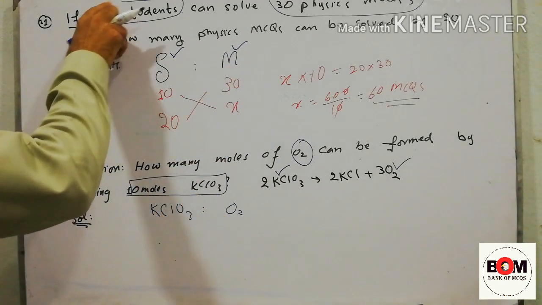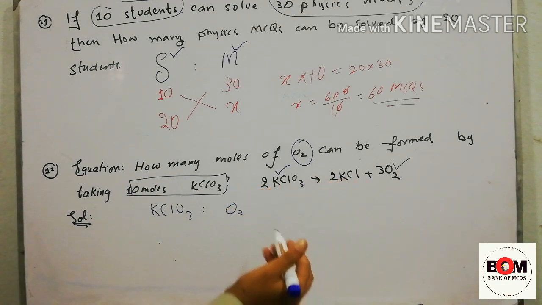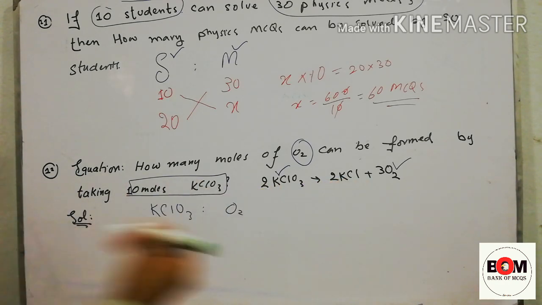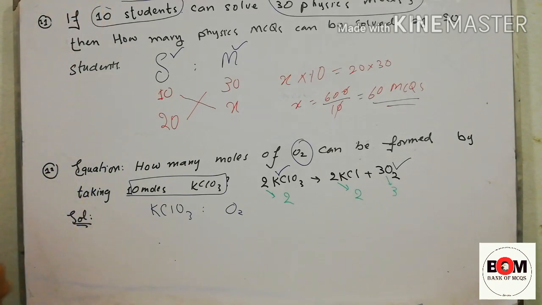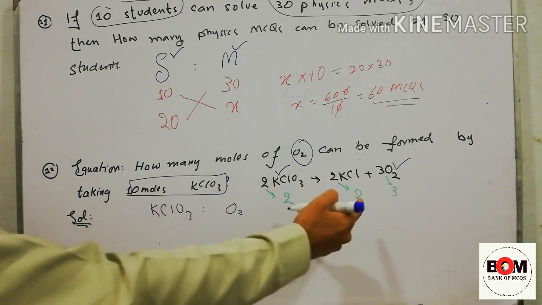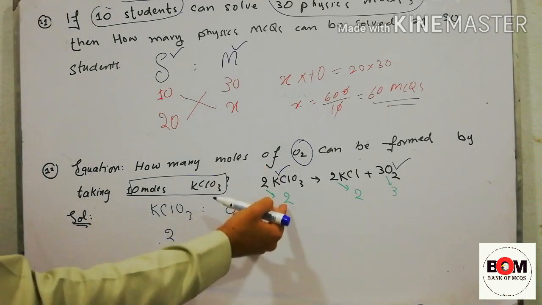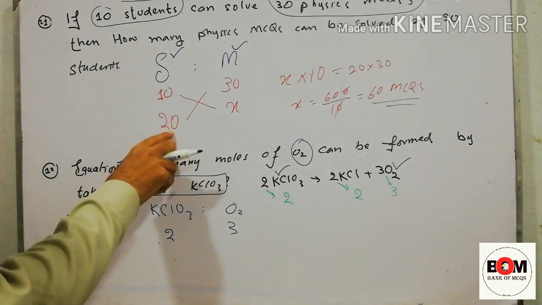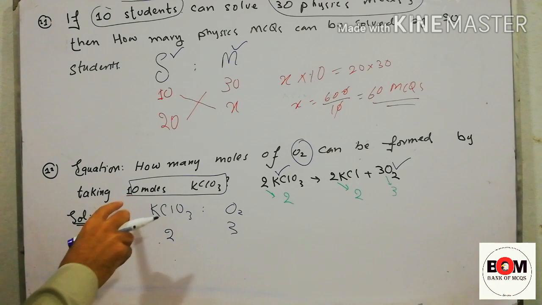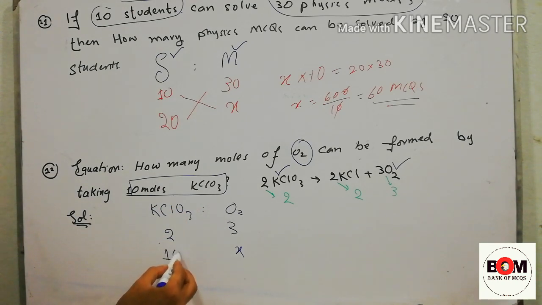Next, there we had 10 students solve 30 physics MCQs, and the ratio was given. This question does not have such info, but they have given the equation, and I have solved it. From the equation, 2 moles of KClO3 react to form 2 moles of KCl and 3 moles of oxygen. So 2 KClO3 form 3 moles of oxygen. The first ratio will always be put from the equation, like this: 2 KClO3 and 3 moles of oxygen. The next ratio, like 20 students before, here is 10 moles of KClO3 and X, the oxygen asked for. So this question was solved.